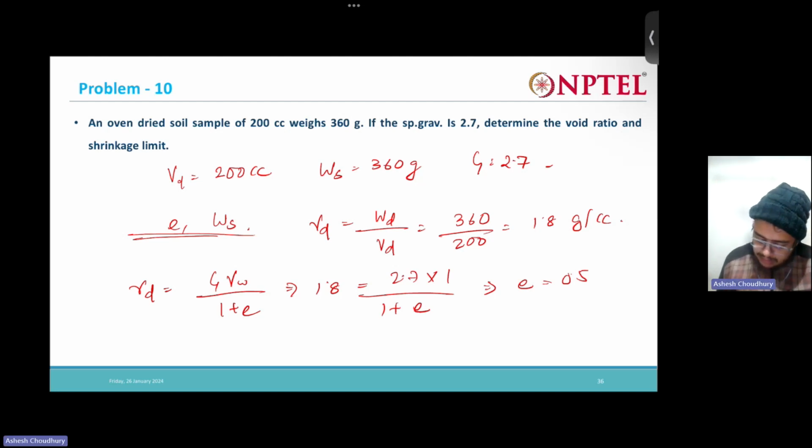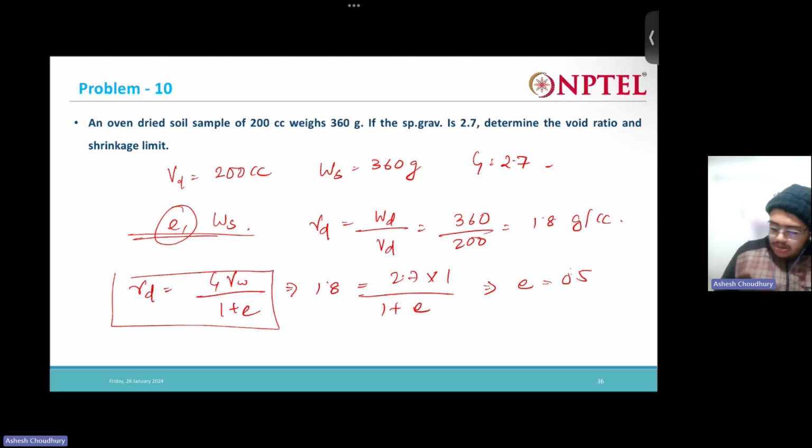Okay, now the main things come. Initially it is very easy to determine e. You have the total volume and the weight of soil solids, so you can find out the dry density. From the dry density, you can find out the void ratio using this relation.